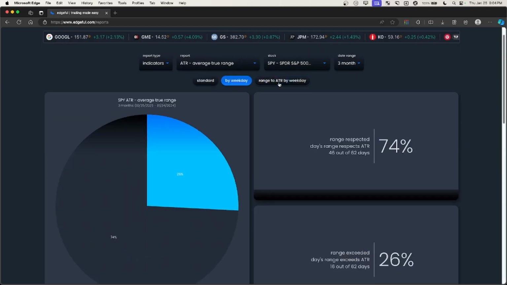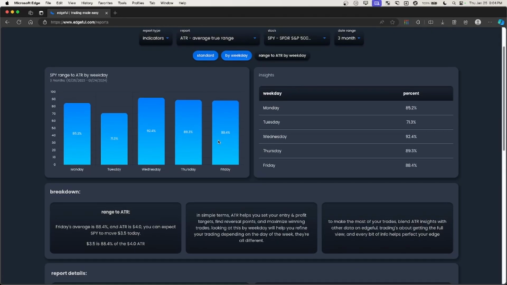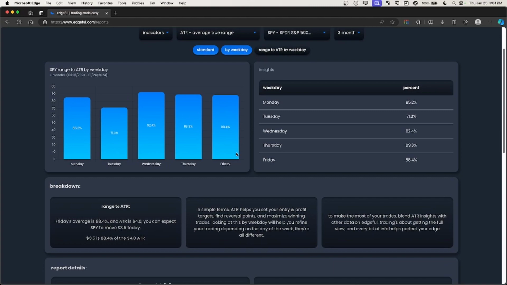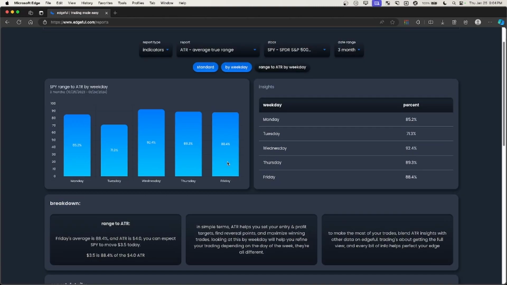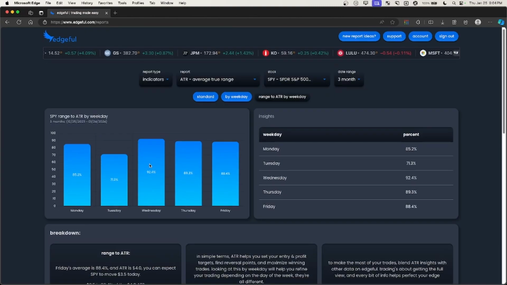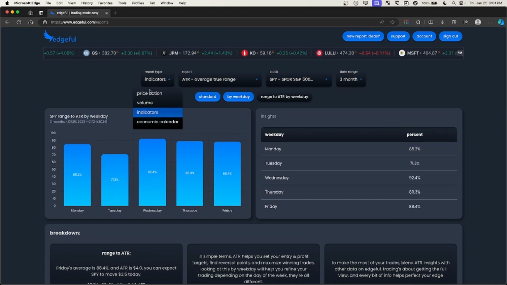We also have ATR, which I have a full breakdown of how to use ATR, and we can look at the range on the weekday. I literally have a full video on this, so I'm not going to go into this at all in this video. But again, it all explains over here. SPY, NASDAQ, whatever you want to use.